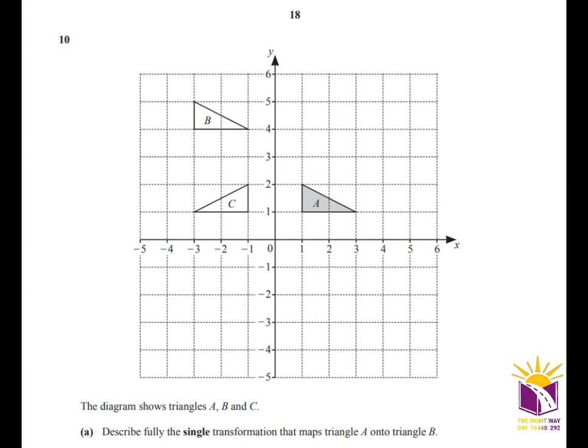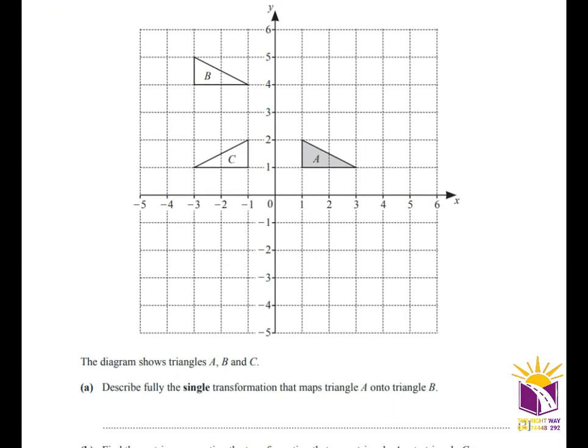Question number 10. The diagram shows triangles A, B and C. Describe fully the single transformation that maps triangle A onto triangle B. Now our triangle A and triangle B are in the same direction and same shape. It is not tilted, not rotated. It just moves from A to B.